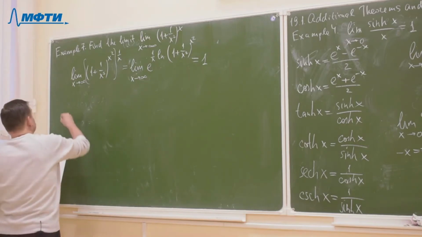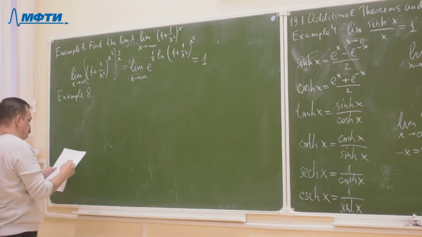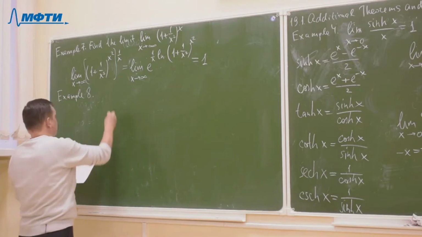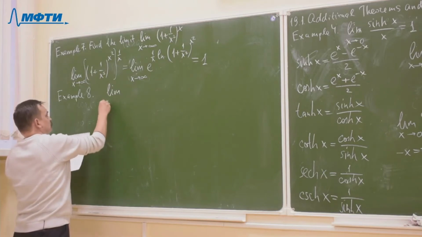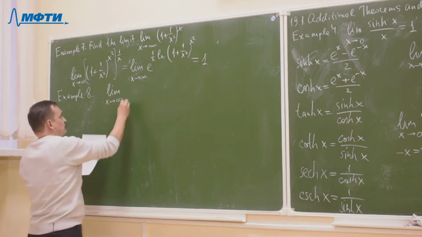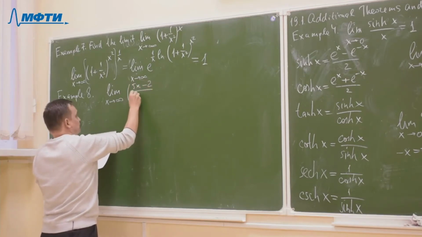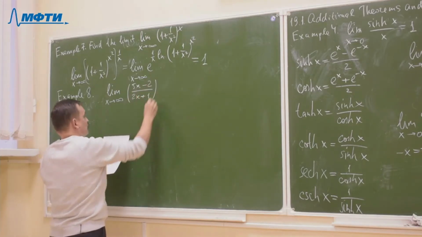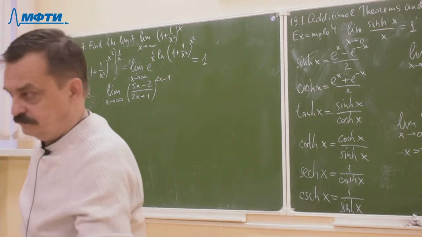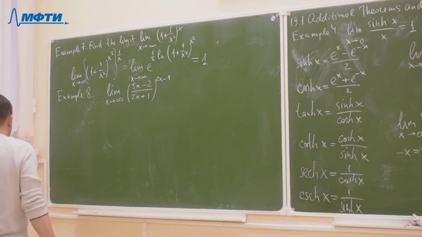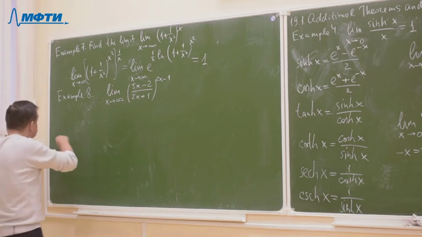Next example, example 8. Find the limit as x tends to infinity of (5x minus 2 over 2x plus 1) power 2x minus 1. Okay, so I will proceed here.